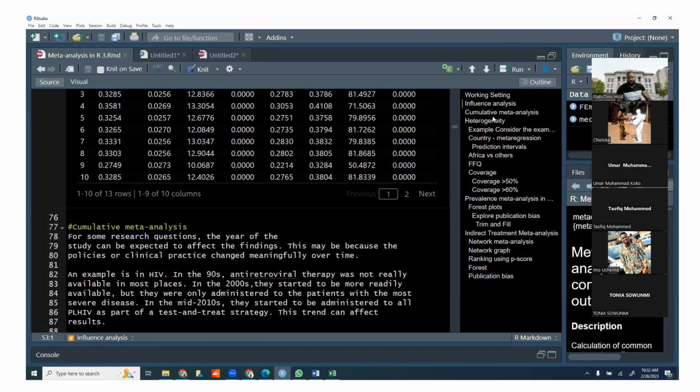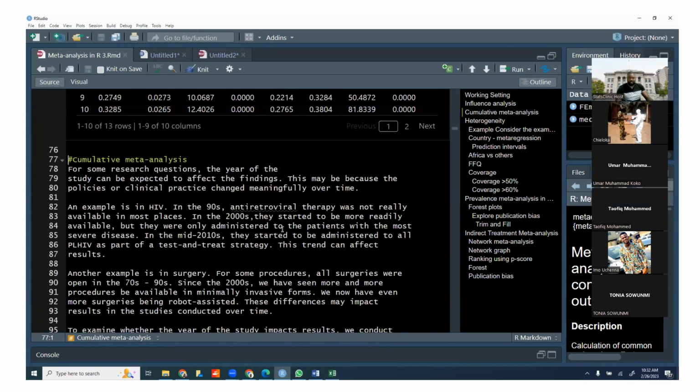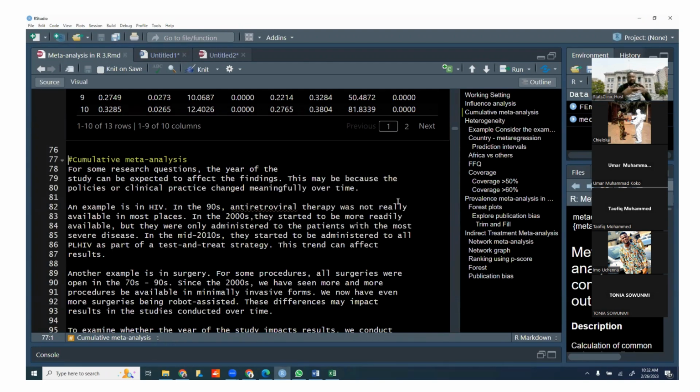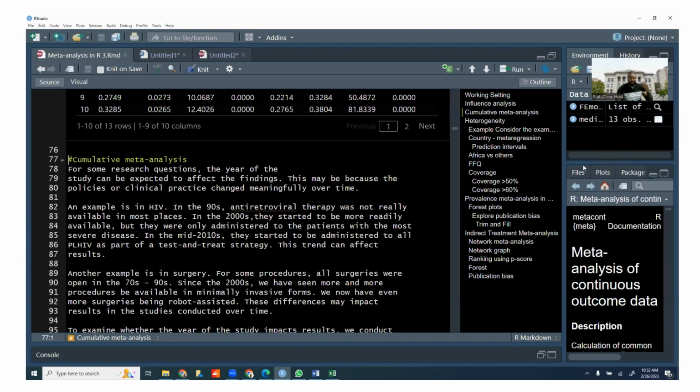All right, if we have no questions, moving on to cumulative meta-analysis. With cumulative meta-analysis, the idea is that the year of the study can be expected to affect the findings. For instance, an example that I gave last week was HIV. In HIV, antiretroviral therapy became available at different levels, to different extents. In the beginning, very few people could afford it. It was very expensive, not widely available. The research was not great. So few people were getting any antiretroviral therapy at all.